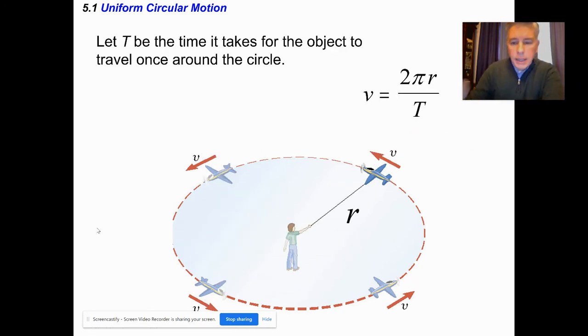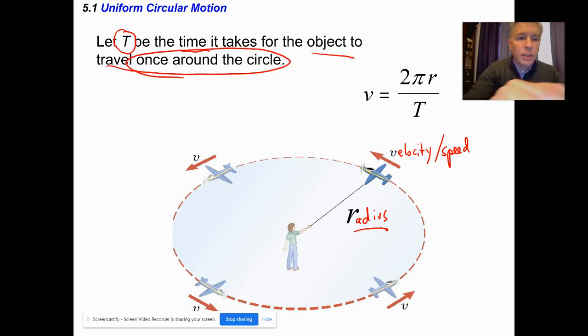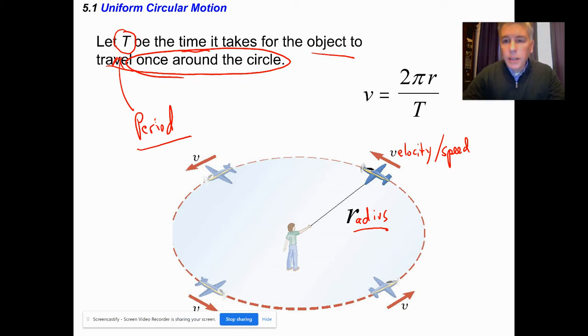The next step is, as we have something going around in a circle, there are different things that are going to be important. The radius is obviously going to be important, so we want to know the radius of that circle, and the velocity of that object. Or since we don't care as much about the direction, we can just say the speed of the object and use v for either one. The other one that's going to be important is T. This is the time it takes for the object to travel once around the circle. This is sometimes referred to as the period of its motion. So time period, if you will.